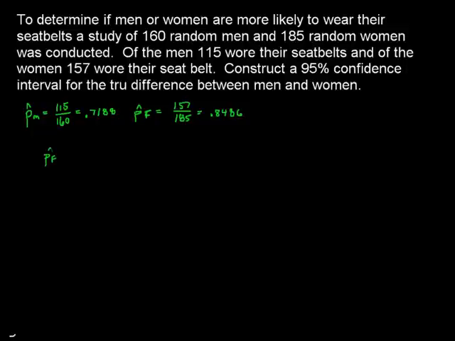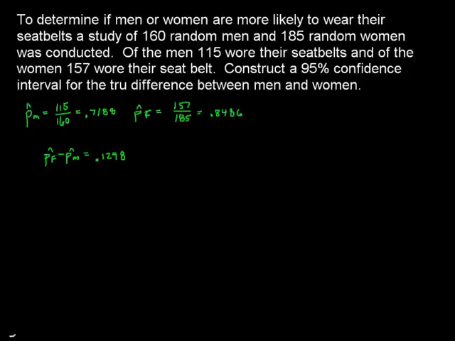I'm going to do the females minus the males here, and it's going to be 0.8486 minus 0.7188, and I get a difference of 0.1298. So I get an observed difference of 0.1298. So roughly a 13% difference between men and women, but is that always going to be the case? Is that the true difference between men and women? Well, I don't know. That's why I want a confidence interval to try to clarify this a little bit here.